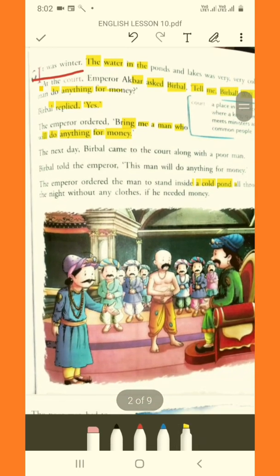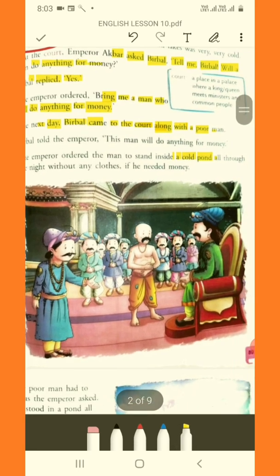So what happens? The next day, Birbal came to the court along with a poor man. So Birbal came to the court and brought along with him a poor man. So what will happen next? Let's find out. Birbal told the emperor, this man will do anything for money. So after bringing the man, he said, emperor, this man would do anything for money.